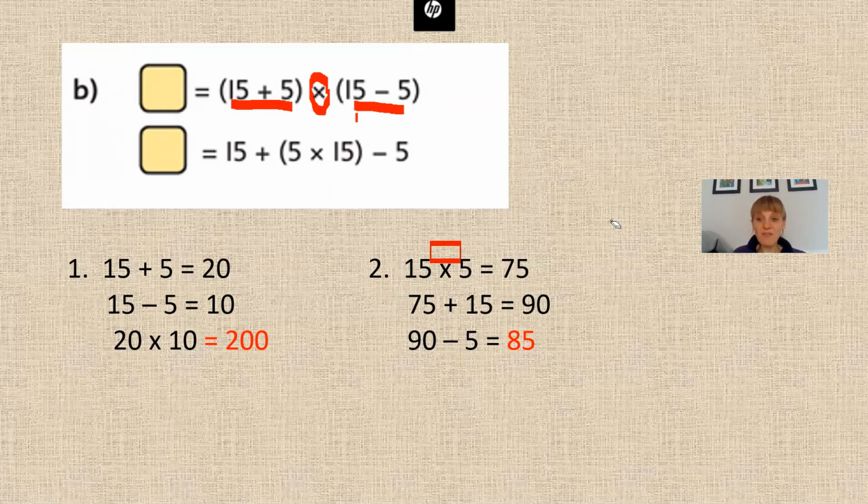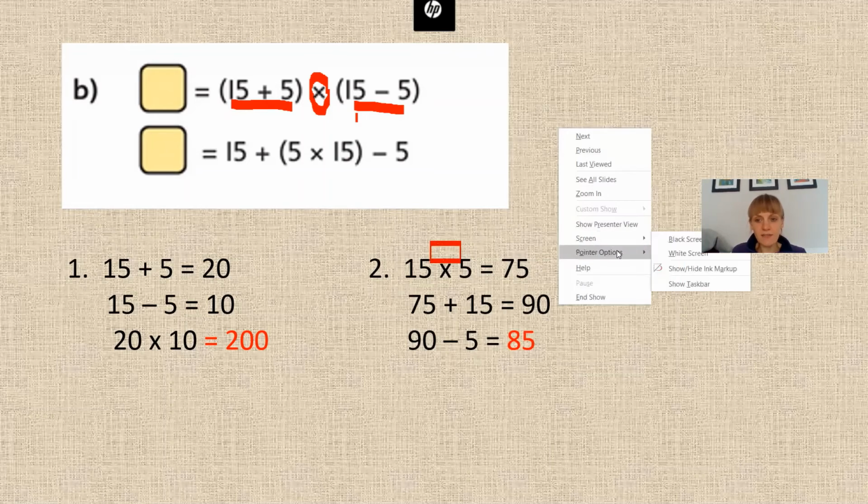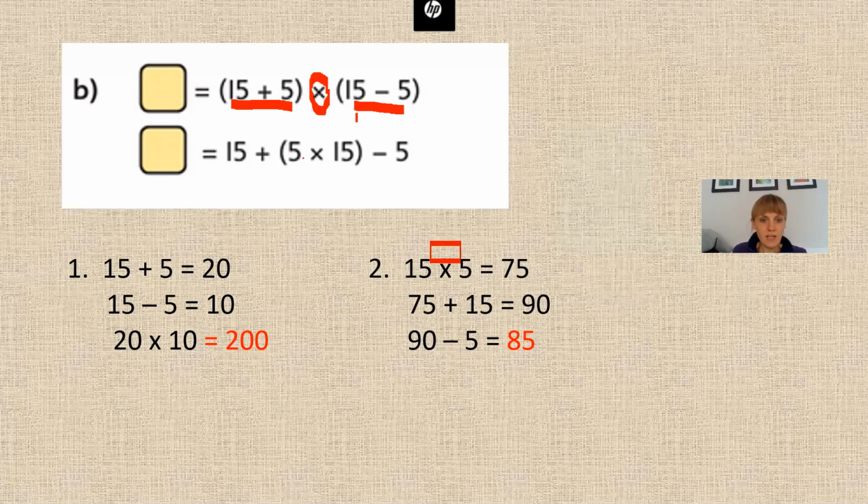So 15 times 5 first, which is 75. Then I've got an add and I've got a takeaway on each side. So I think, well, now I know that I've got my answer here. In fact, if I write this on here, I've done my 15 times 5 and I've worked out that the answer to that is 75.